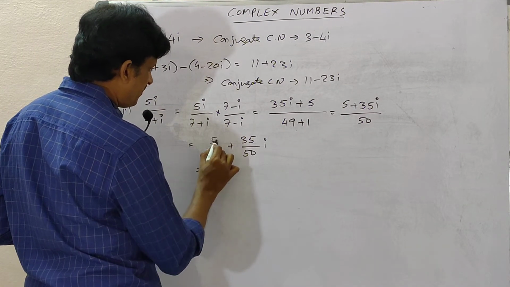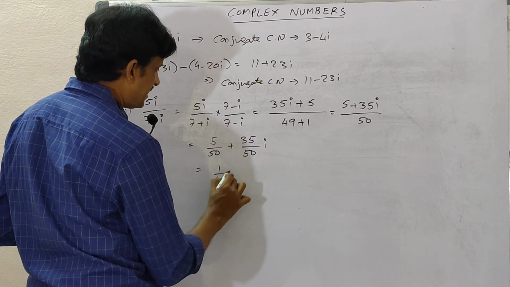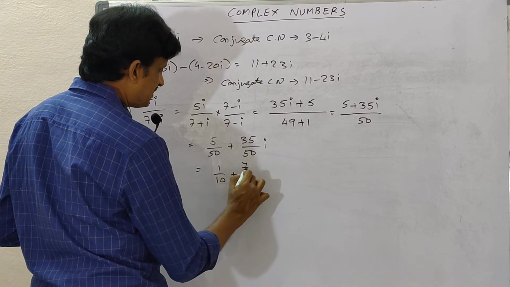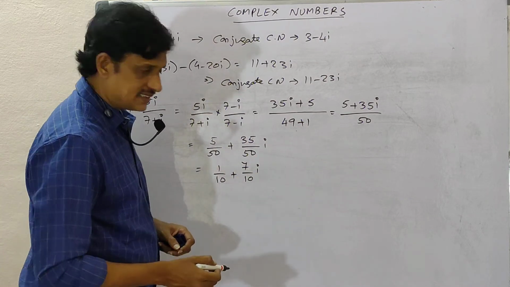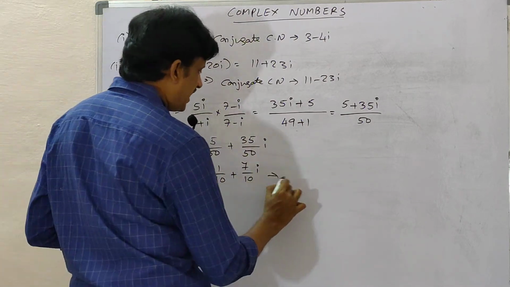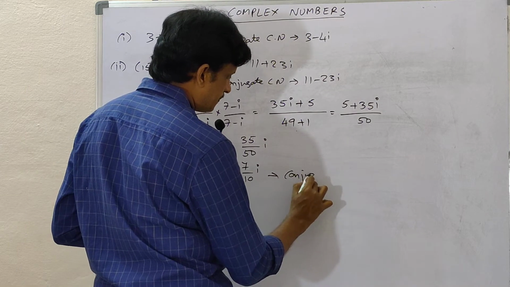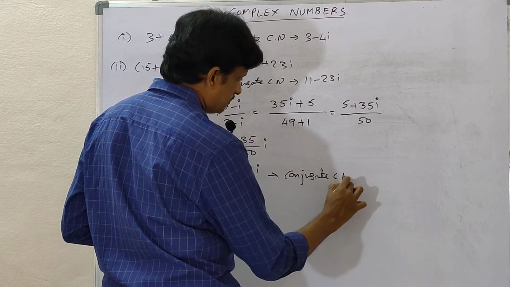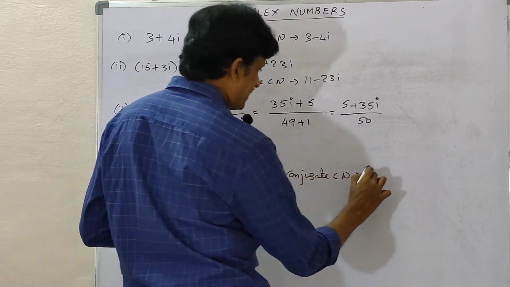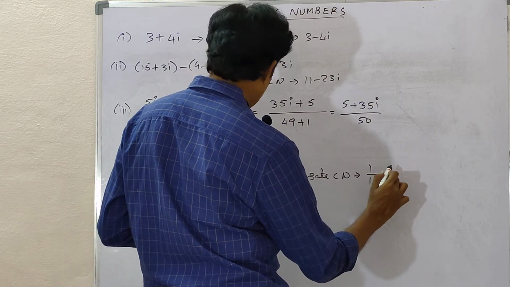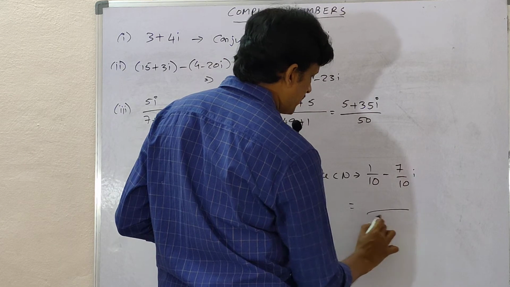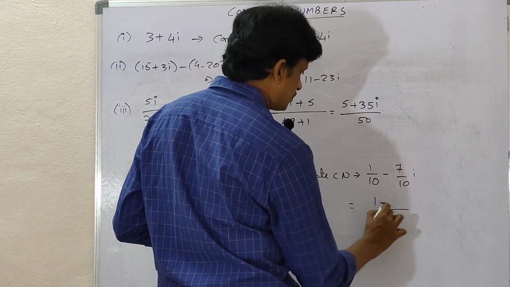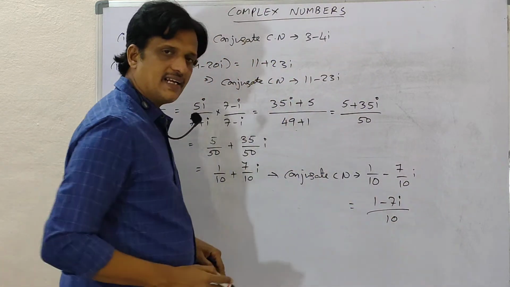Now write it in simplified form. This is divisible by 5 on both. So 1 by 10 plus 7 by 10 i, you are getting like this. So its conjugate complex number will be 1 by 10 minus 7 by 10 i. Else simply you can say that this is 1 by 10 into 1 minus 7i. You can write like this.